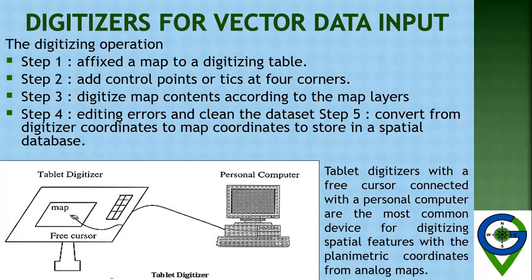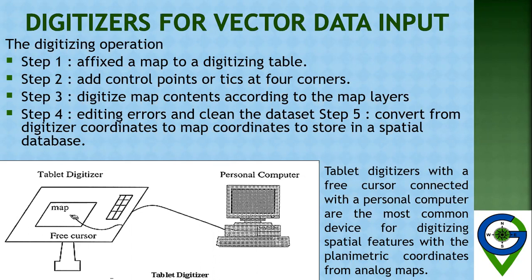So let's see the digitizers for vector data input, the digitizing operation. Step 1 is to affix the map to a digitizing table. Step 2, add control points or ticks at 4 corners. Step 3 includes digitizing map content according to the map layers. And step 4 includes editing errors and cleaning the data set.